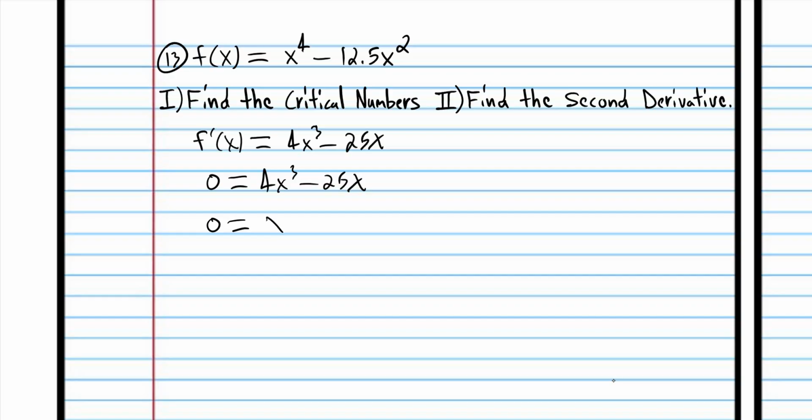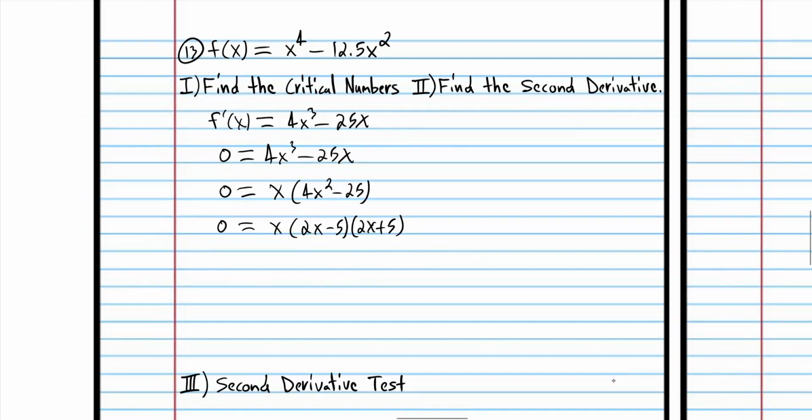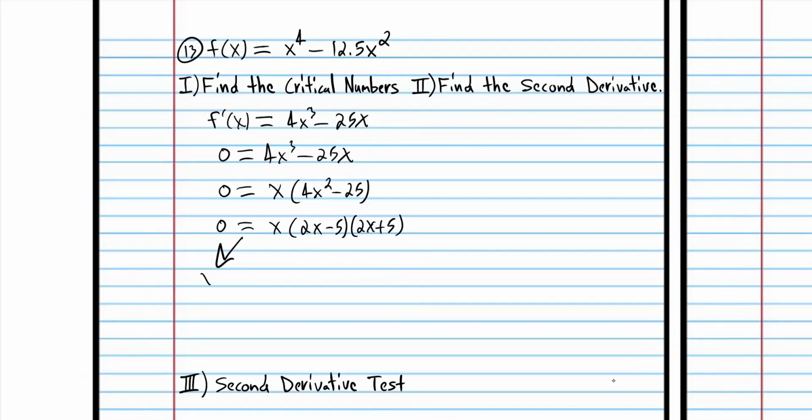And we solve the equation. And it looks like we have the difference of two squares. So we're going to have to factor that. And so one critical number is 0. Another critical number is 5/2. And another critical number is -5/2.